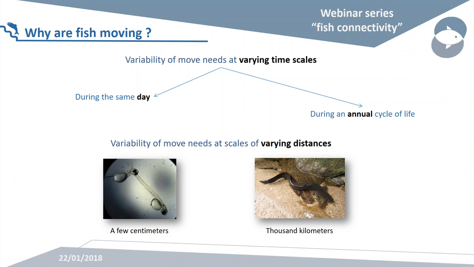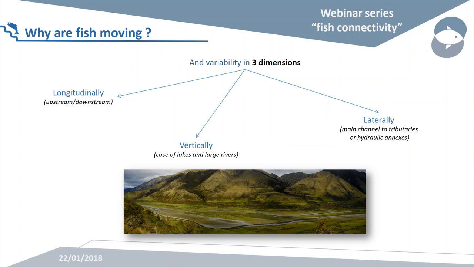And the last variability is in space, which is explained in three dimensions. The first one is longitudinal. For example, for diadromous fish, they move upstream and downstream. But we also have lateral movements, from the main channel to tributaries or to hydraulic annexes. This is particularly important for species like pike to find a habitat for reproduction. And the last dimension is the vertical one, in the case, for example, of lakes and large rivers.